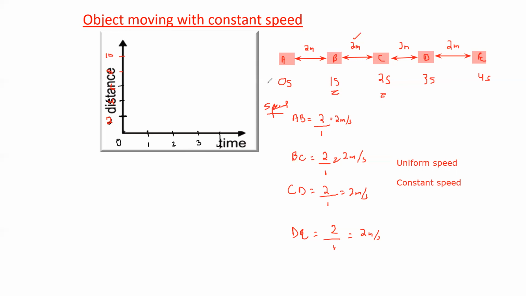So in the beginning, when time is equal to 0 seconds, or at the start, the object is just about to move, so at this point the distance is 0. That's the first point. Then after 1 second, what is the total distance traveled by the object? That's equal to 2 meter. So after 1 second, the object is at the 2 meter mark.